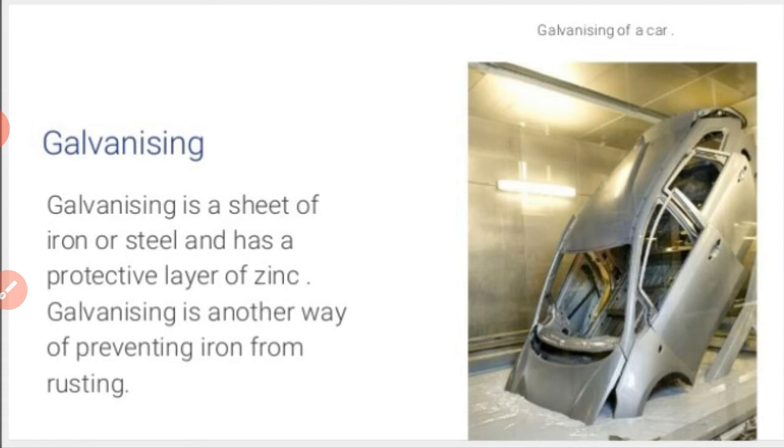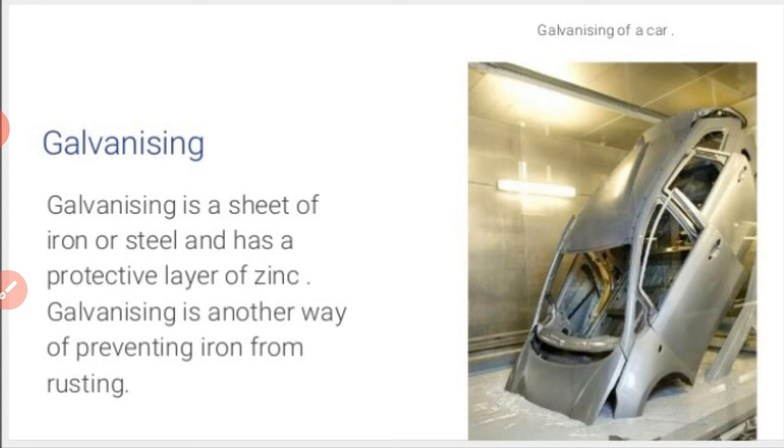Next is galvanizing. Galvanizing is a sheet of iron or steel. That sheet is made of iron and steel and has a protective layer of zinc. So the iron and steel sheet has a protective layer, and that protective layer is made of zinc.